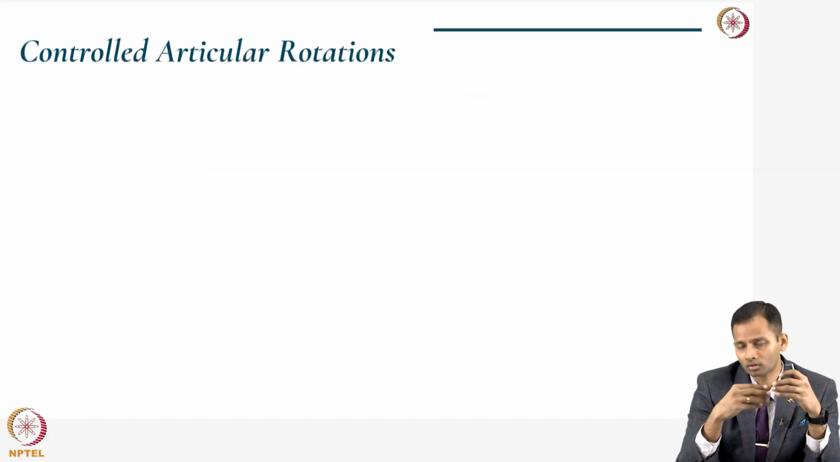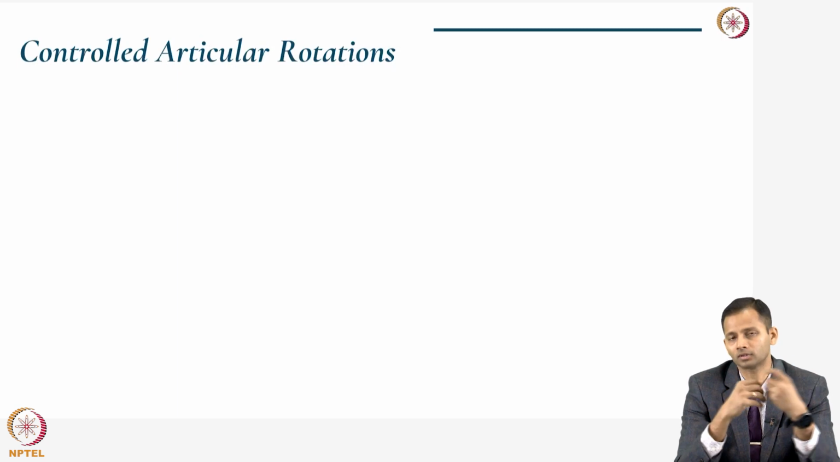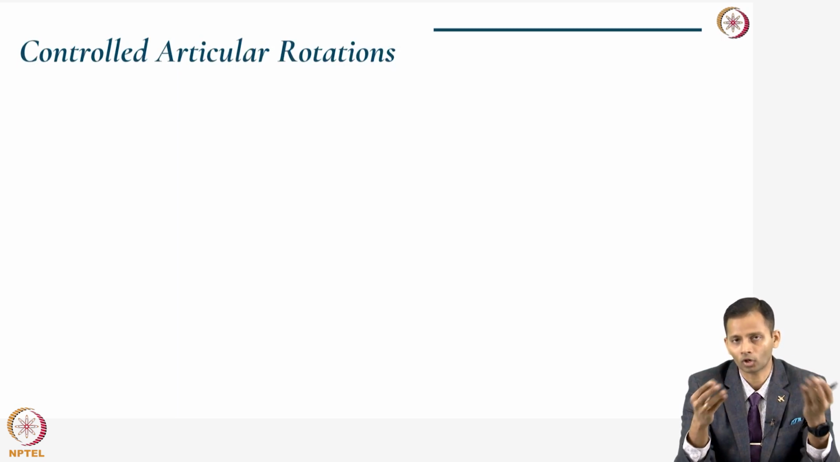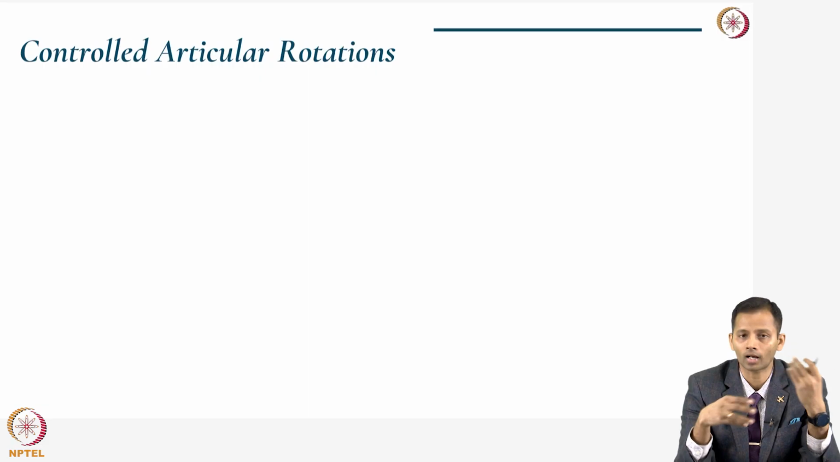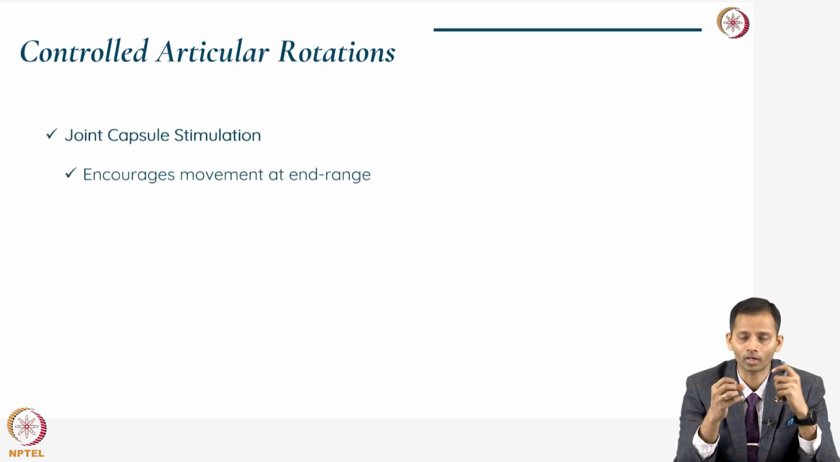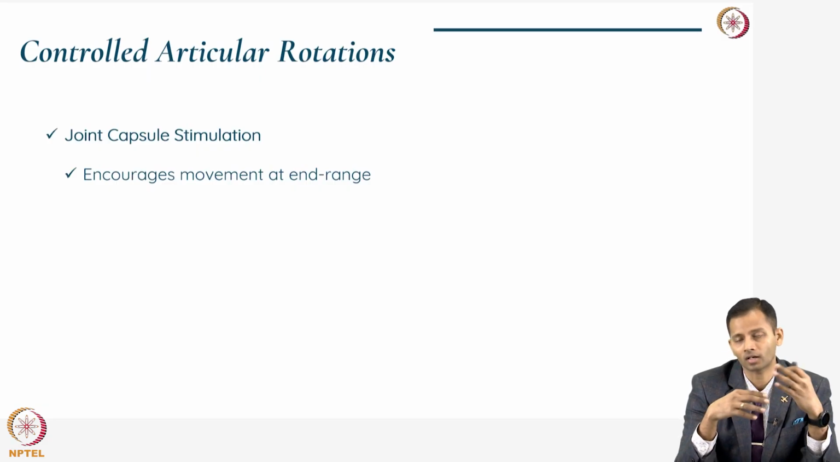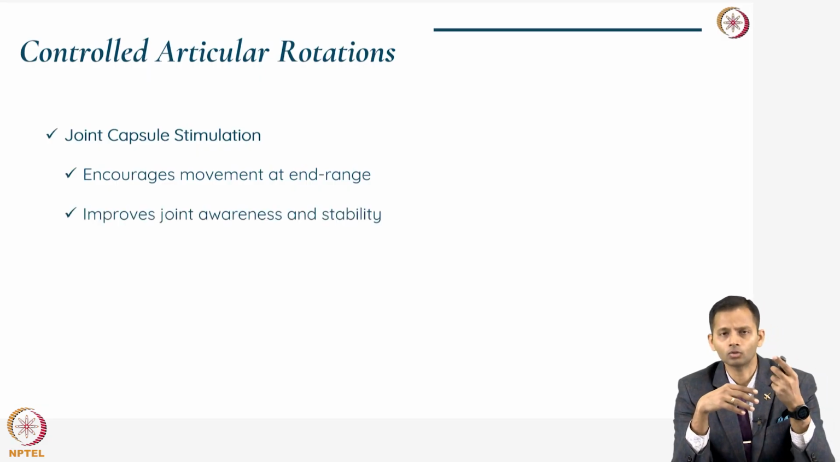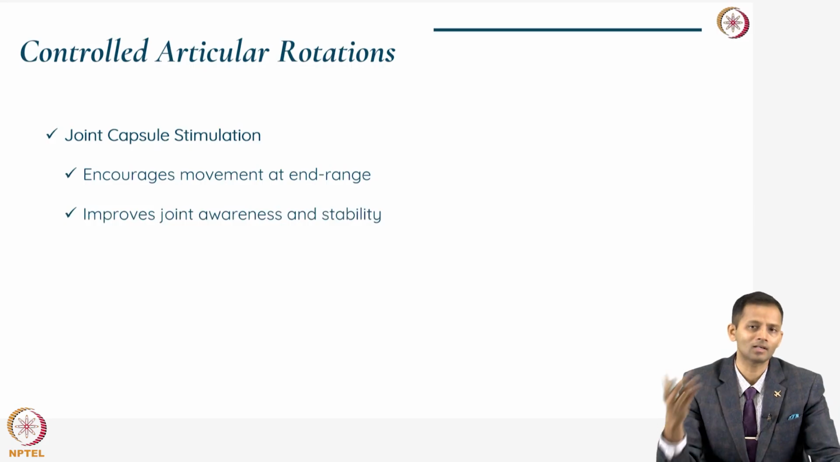There is a certain type of active joint mobilization technique like controlled articular rotations. These are basically joint capsule stimulation techniques wherein you encourage movement at the end range, and it is to improve the joint awareness and stability.